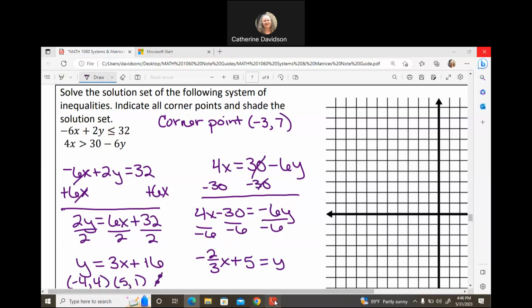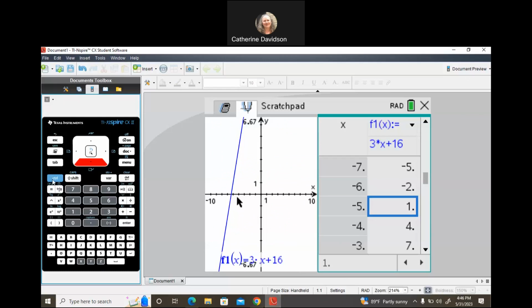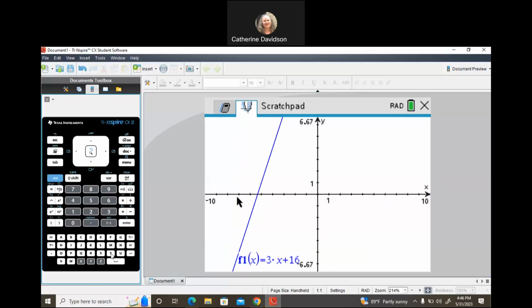Let's put the second one in. So again, get rid of your table, Control T. I want to put in a new equation. So hit Tab, arrow up, Control Delete. You don't hold Control and Delete at the same time. You hit Control, then Delete. There's no double key holding with this calculator. So -2 over 3x plus 5. Again, you could have left it as 4 over -6. You actually could have put -30 over -6. It's really irrelevant. So I'm going to hit enter, and that's my new line.